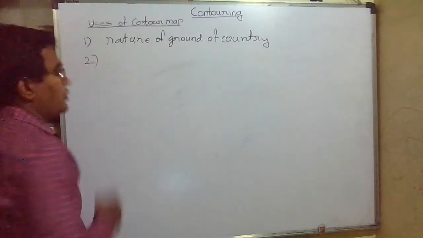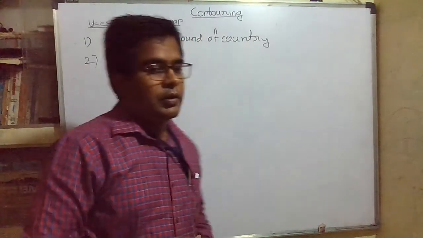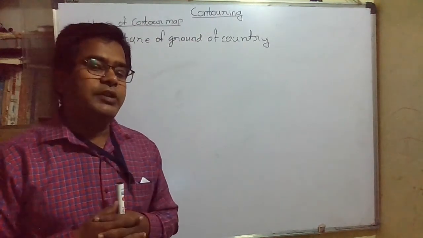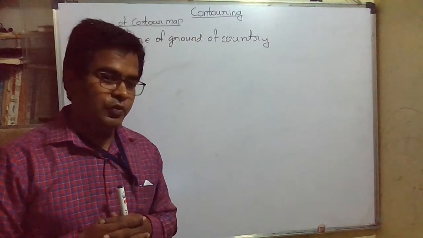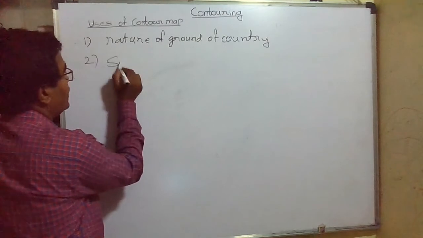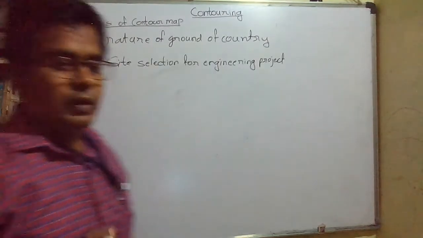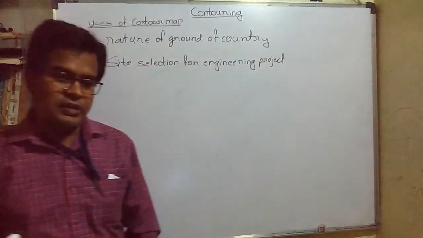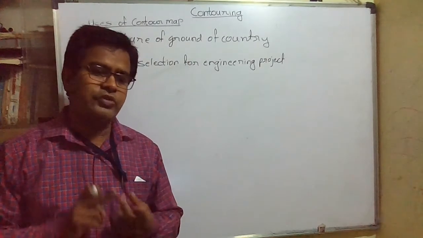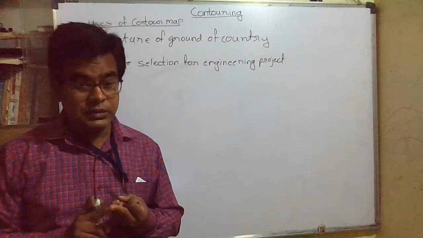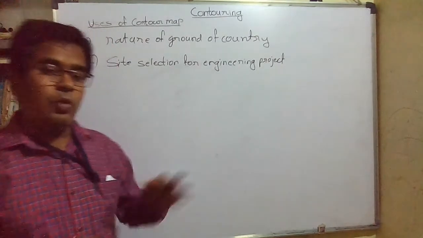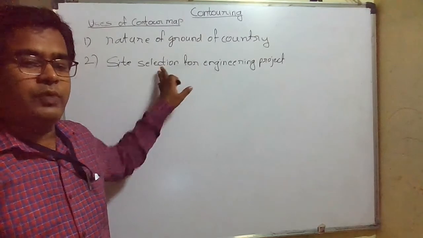Now, the second use of contour map is that we can select a suitable site for an engineering project. Suppose we have to decide a site for any work. Different engineering works are there: construction of roads, railways, canals, irrigation canals, construction of a dam. For such engineering projects, we have to decide the site.